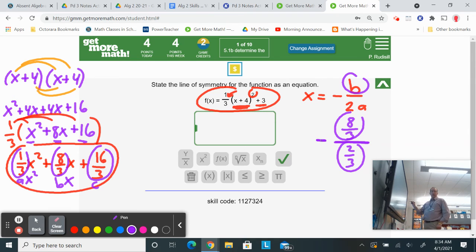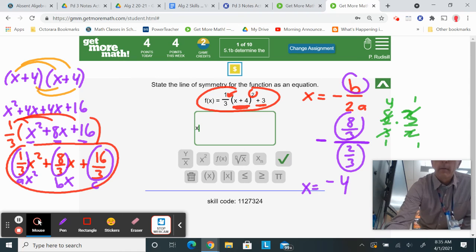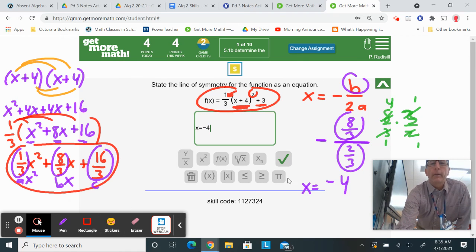Now to simplify, I'm dividing by a fraction. Dividing by a fraction is the same as multiplying by its reciprocal. So really we're taking 8/3 and multiplying by 3 over 2. The 3s simplify to 1s, 2 becomes 1, 8 becomes 4. So my final answer, when I simplify, I get a -4. So x equals -4 is my line of symmetry. Let's tap it in. See how we did.